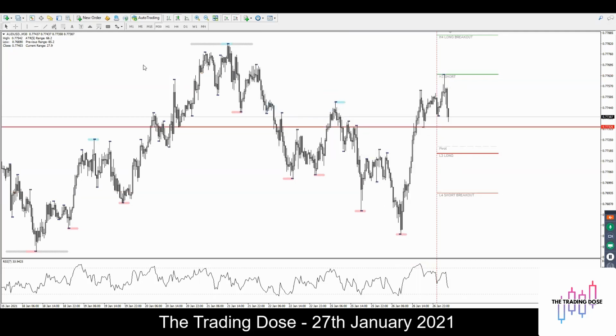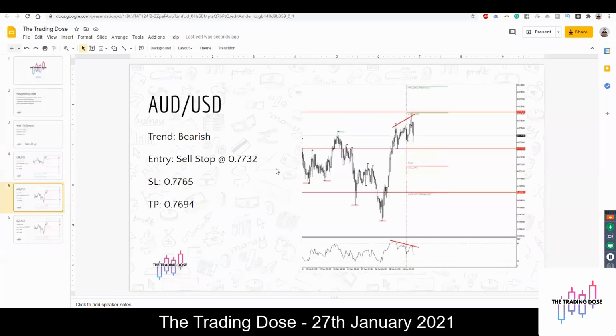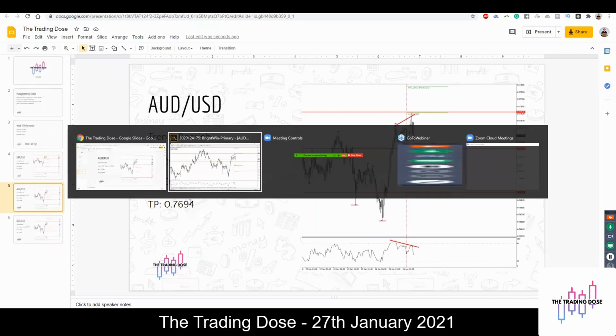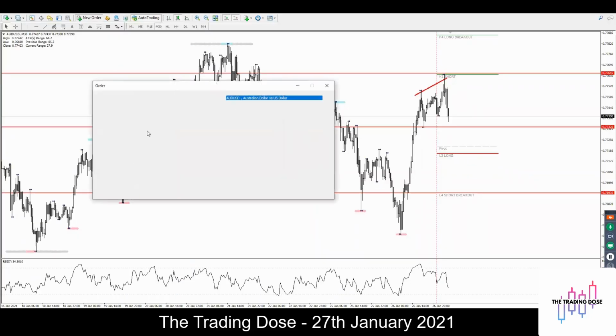What you see over here, of course, is very similar to the pound dollar. We do have a mini double top divergence. I'll be looking to get involved in this trade as well. So over here, I've already done a quick screenshot and put in the details. You can see the sell stop is about 7732. The stop is at 7765. So that's about 30 pips. And the target here is about 7694. So it's close to 1:1 risk to reward. So I'm going to put this in.